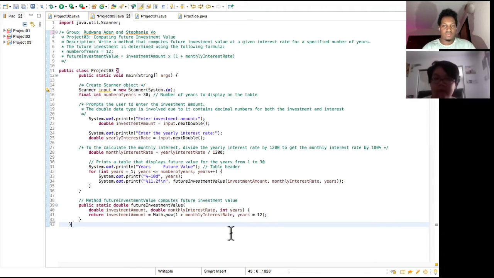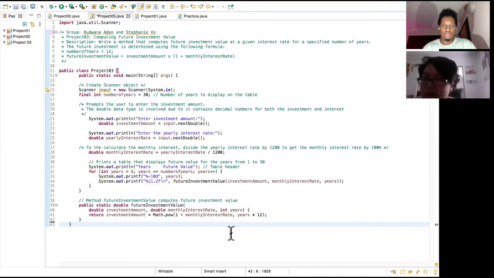All right. When we're given the program, the first thing we know is that the program requires user input. That means a Scanner class is going to be used, so I first implement that in the program. The double data type is also involved, since it contains decimal numbers for both investment and interest. So I put down a print line, "Enter investment amount", and then double investmentAmount equals input.nextDouble. I did the same thing for the yearly interest rate.